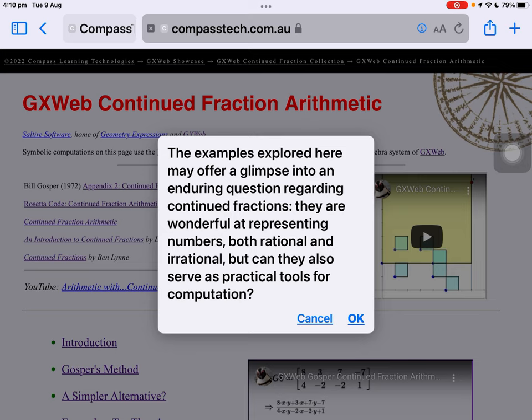The examples we're going to explore here may offer a glimpse into one of the enduring questions regarding continued fractions. They are wonderful at representing numbers, both rational and irrational. But can they also serve as practical tools for computation?